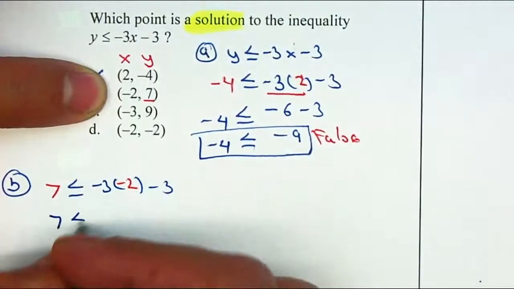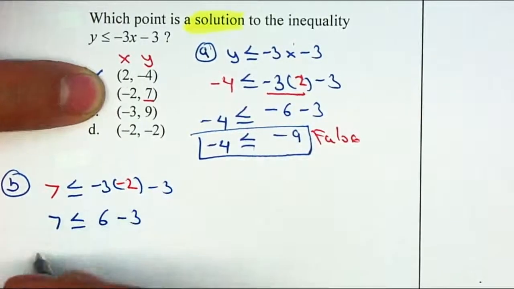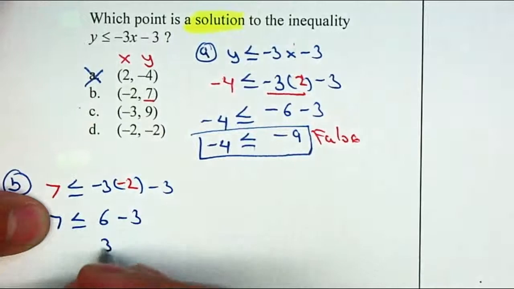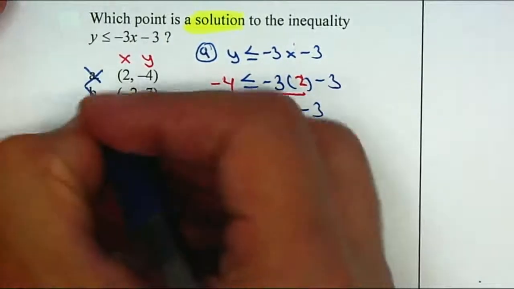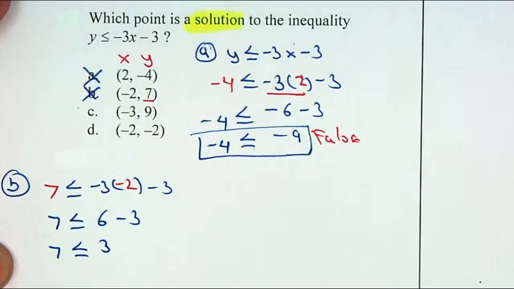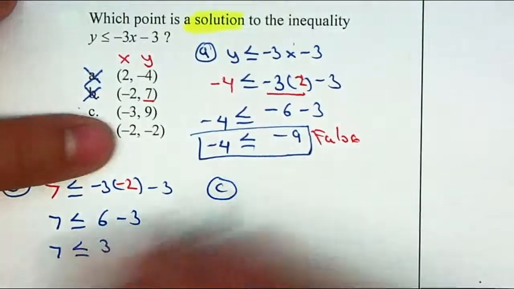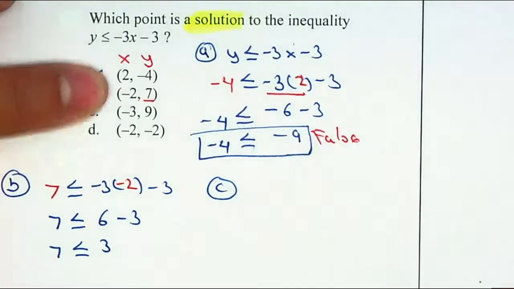I have 7 is less than or equal to 6 minus 3. I'm going to bring this down. Is 7 less than or equal to 3? No. 7 is greater than 3. Let's try letter C. I'm going to do the same process.